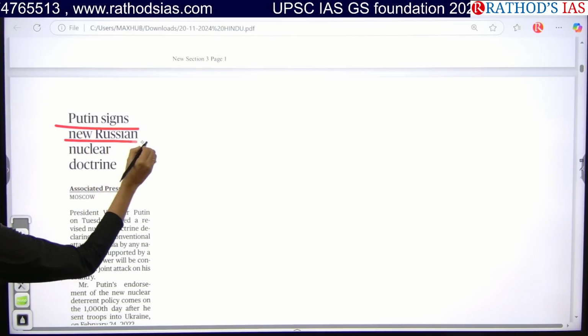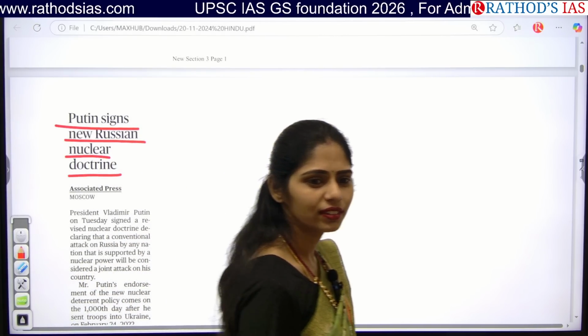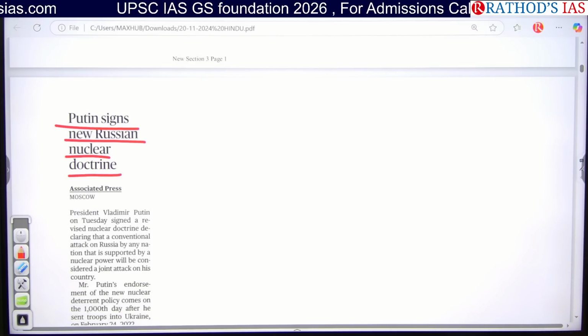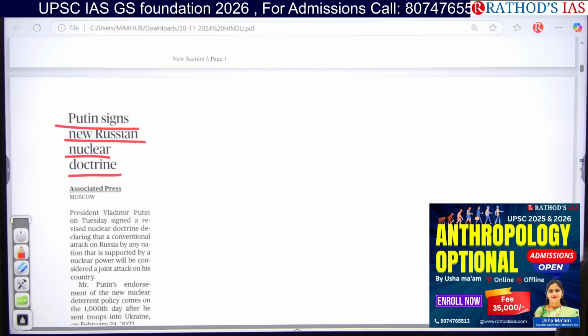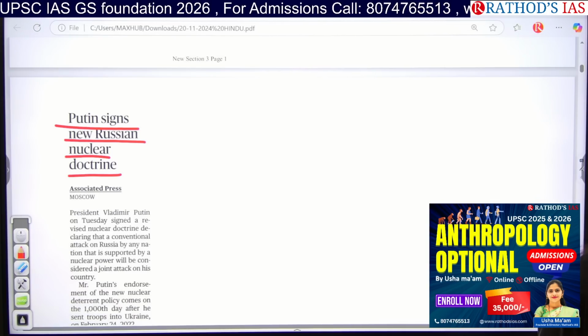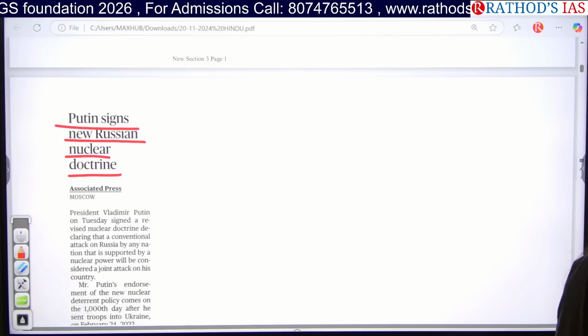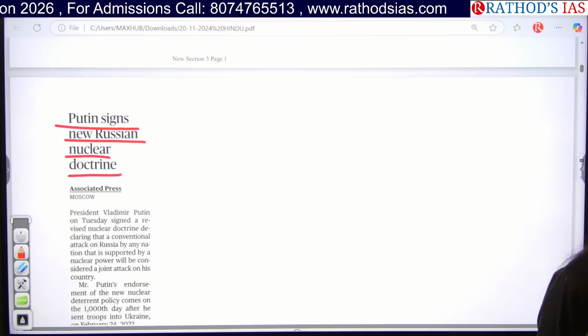See this article: Putin says new Russian nuclear doctrine. So what is the keyword? Doctrine, nuclear doctrine. So what is this nuclear doctrine about? Does India have any nuclear doctrine? What is India's nuclear doctrine? No first use. Okay, next.